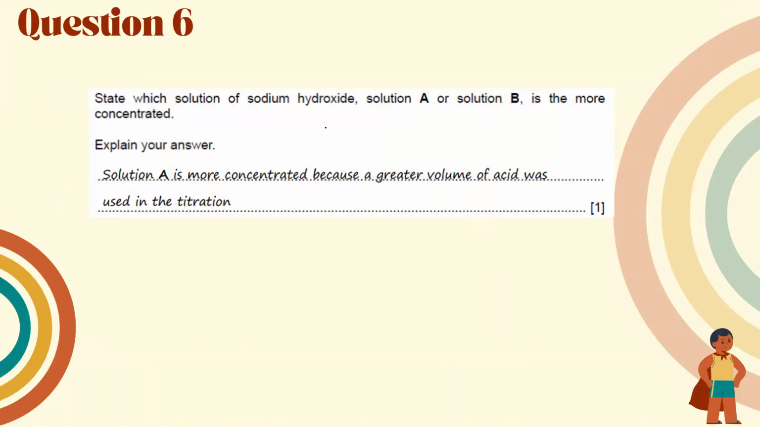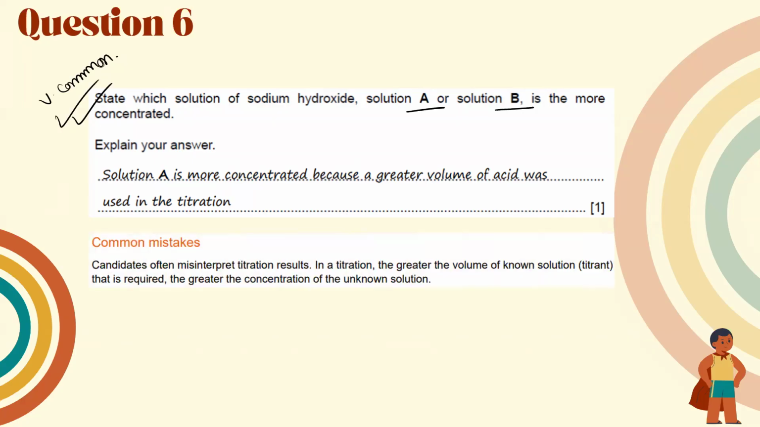State which of the solutions, sodium hydroxide solution A or solution B, is the more concentrated. This is also a very common question: which one is more concentrated, and explain your answer. In these types of questions, the solution which takes the greater volume of acid is more concentrated. So if it takes more volume of acid to get neutralized, its concentration will be more. And if it uses less volume of acid to get neutralized, it will be less concentrated, or dilute. So that's the answer.